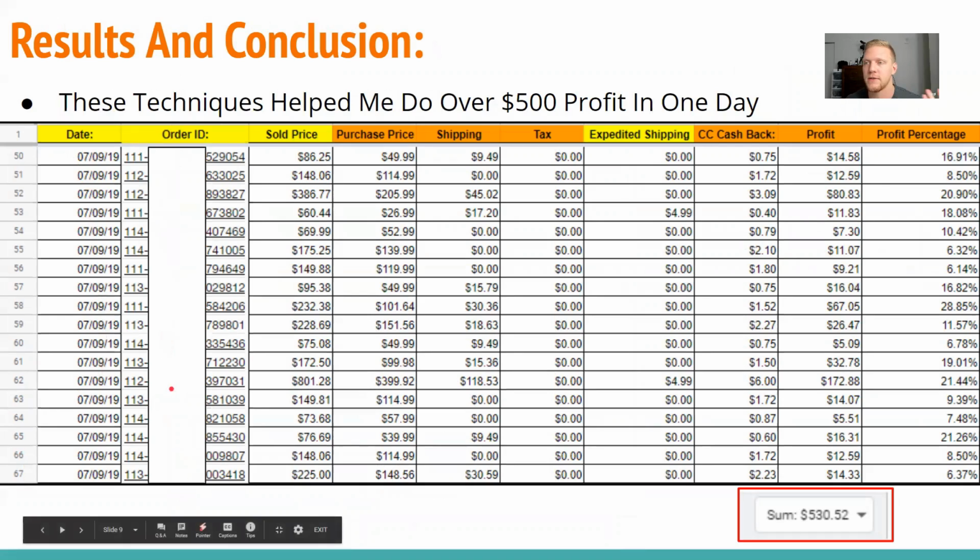I'm not sure if anybody can actually figure out anything from that. But here's the sold price. Here's my purchase price. Here's shipping. I'm pretty much tax exempt at every state on this supplier, so I didn't pay tax on any of them. Here's some expedited shipping costs.